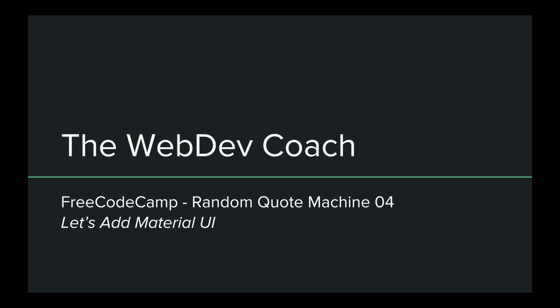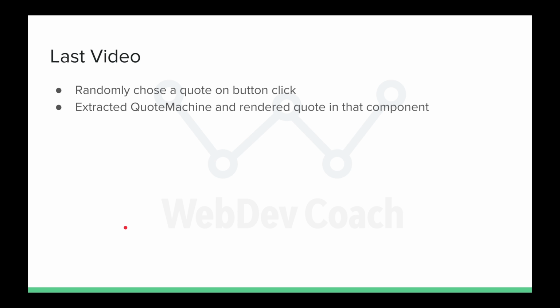In this video, we'll be adding styles to our random quote machine using Google's Material Design. We'll be using a React library called Material UI, and I'll step you through installing that and everything during the video. As a refresher, in the last video, we added a functionality to the button, which chooses a random quote from the fetched quote data.